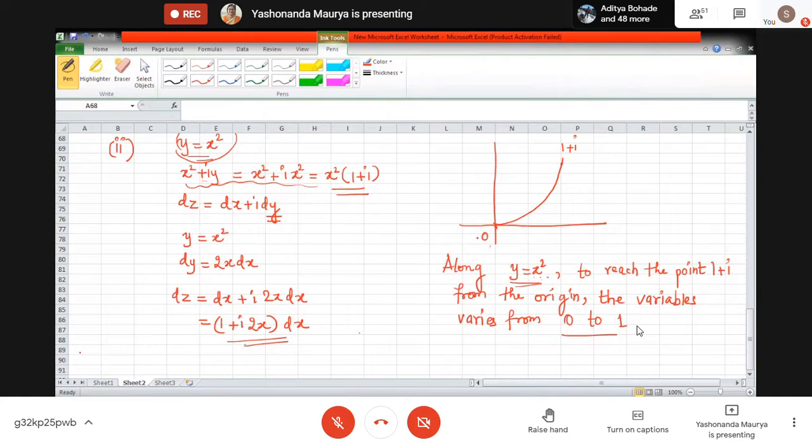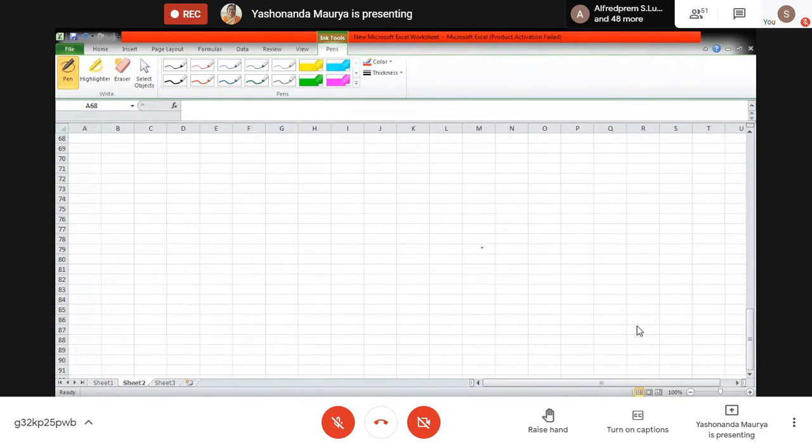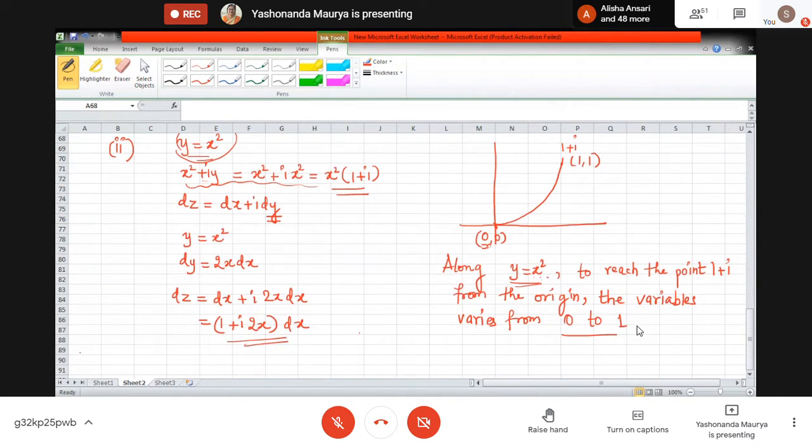See here, we want to move from this origin to this particular point 1 comma 1. Just check, is it visible to you people? Yeah, now it's visible. Here, check out this expression.